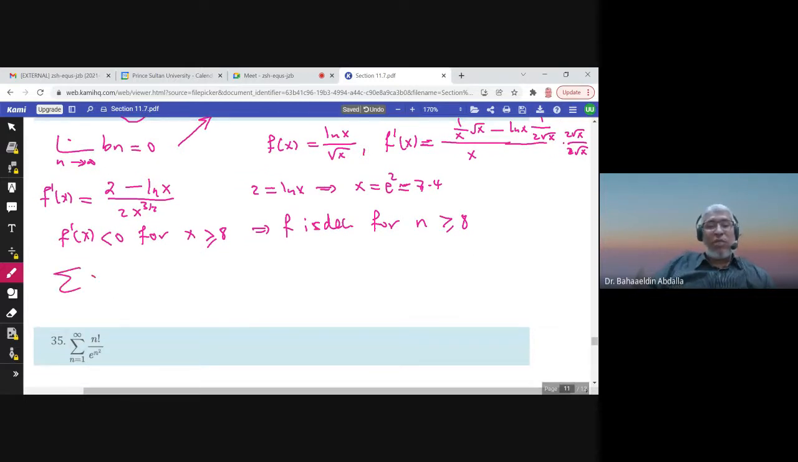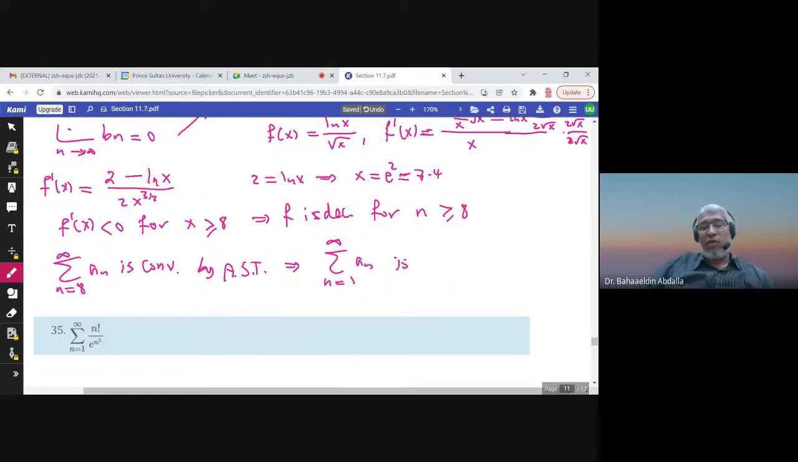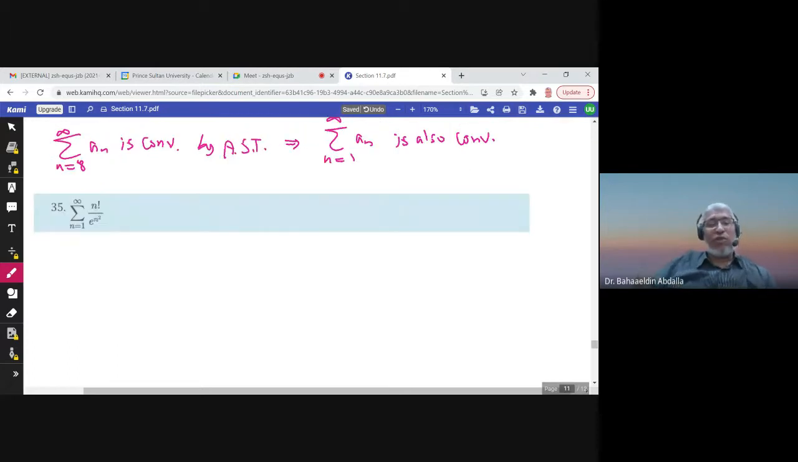This means that summation a_n from 8 to infinity is convergent by the alternating series test, and hence the summation from 1 to infinity is also convergent. Whenever you add any finite number of terms to a convergent series, it would be convergent. Factorial, immediately the ratio test.